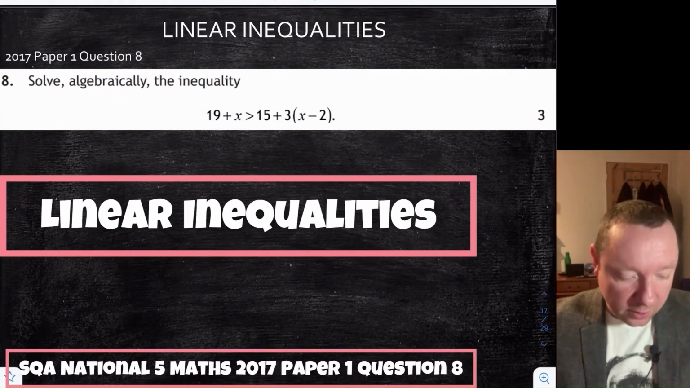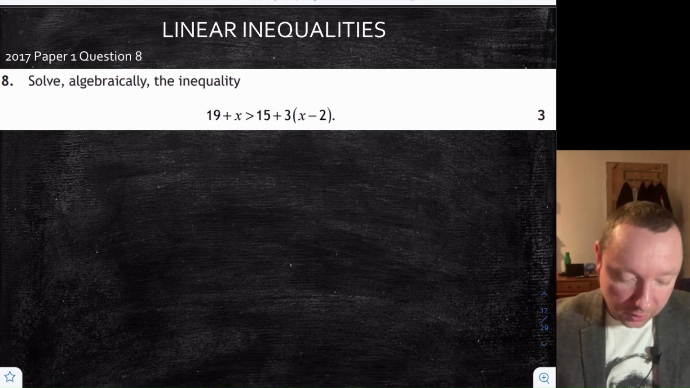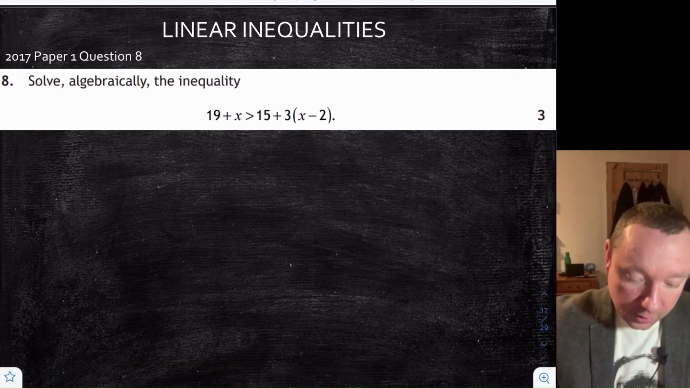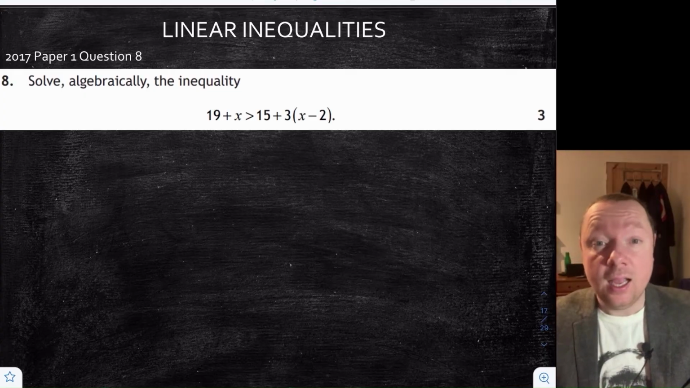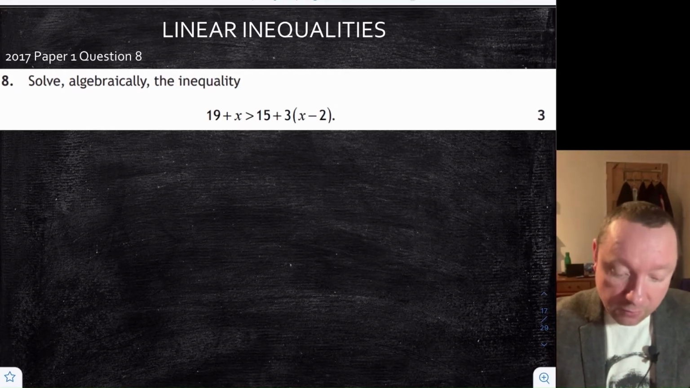Linear inequalities. Let's look at some past paper questions. National 5 Maths 2017, paper 1, question 8. Solve the algebraic inequality shown. So these, you just treat the same as equations, but sometimes you have to change the sign. We'll get to that in a minute if we need to.